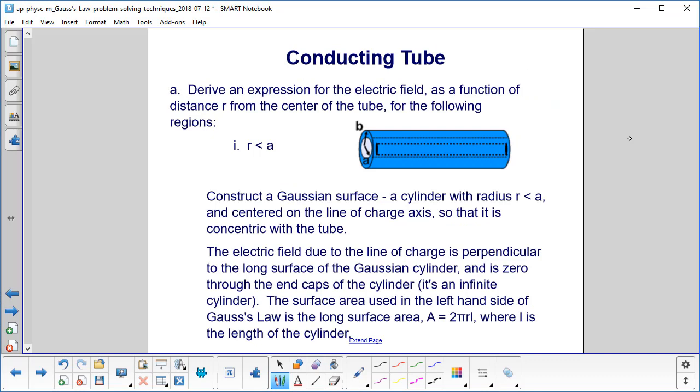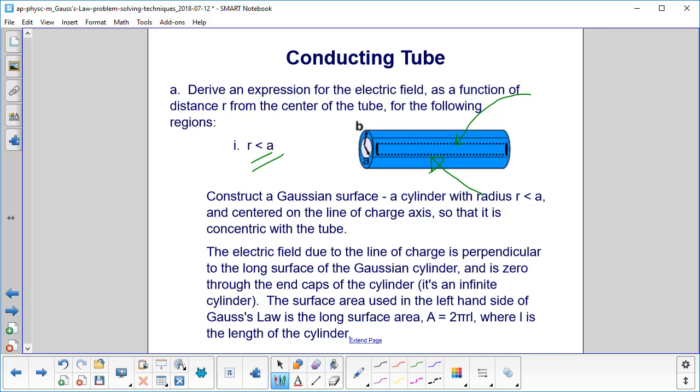Derive an expression for the electric field as a function of distance r for r less than A. So we'll construct a Gaussian surface. Can you see the dashed lines there? We have a cylinder with radius r less than A, and it is centered on the line of charge axis so that it is concentric with the tube.